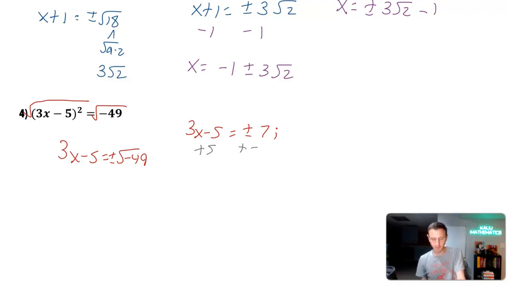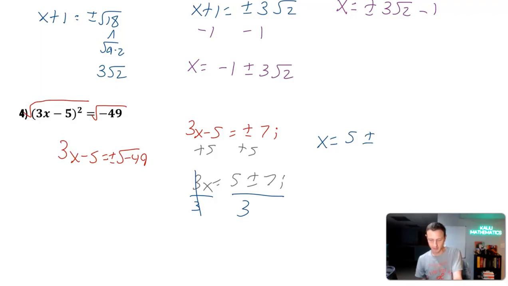So I'm going to add 5 over. 3x equals 5 plus or minus 7i. And we talked about this form in one of the previous sections about how we write it as a plus bi, something like that. So that's why I'm writing it like that. And then we want to divide by 3. So I would get x equals 5 plus or minus 7i all over 3.